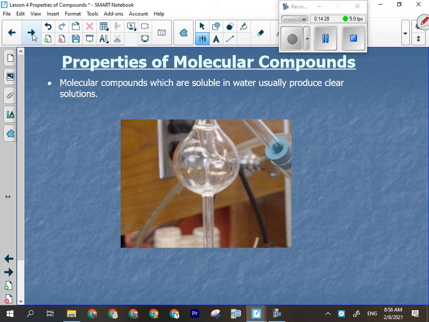Molecular compounds do not typically have bright colors either. So if you make a solution with them, it's going to tend to be clear or maybe cloudy, but it's not going to have a bright blue color or a bright red color or a bright green color. Molecular compounds tend to be clear. Questions so far on that?